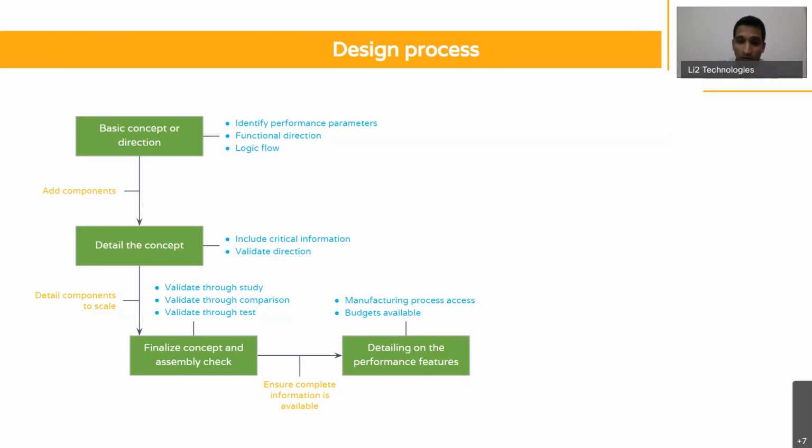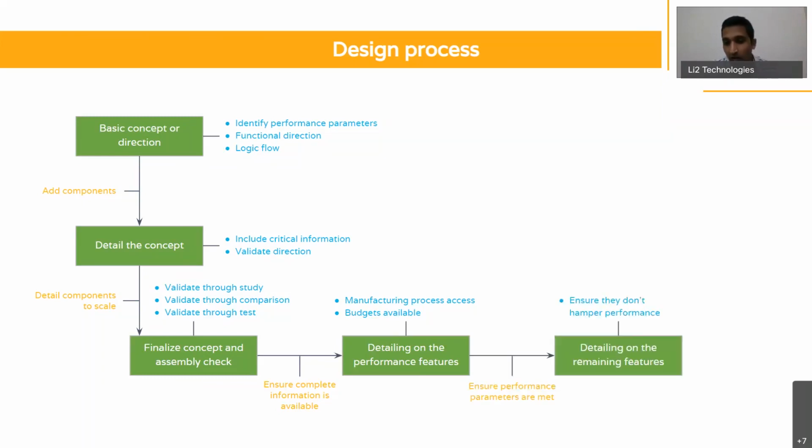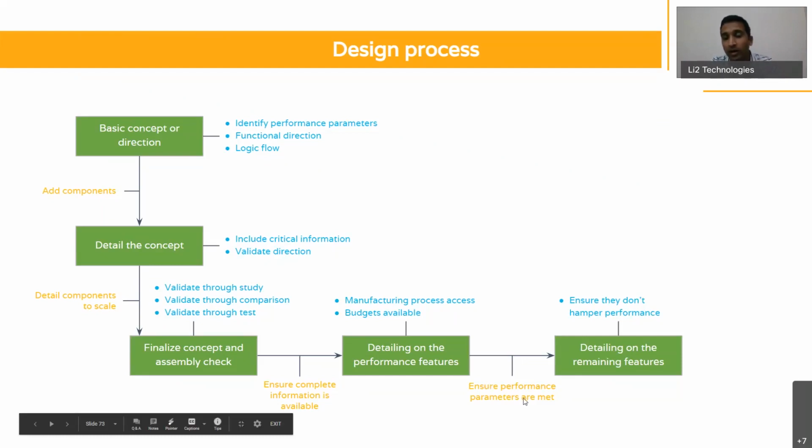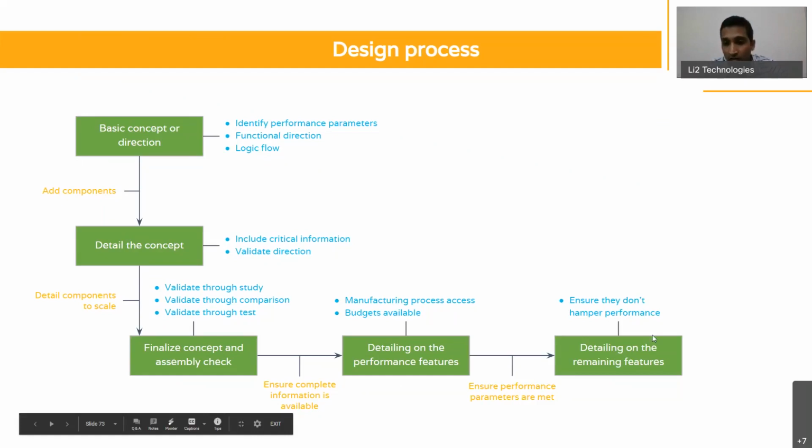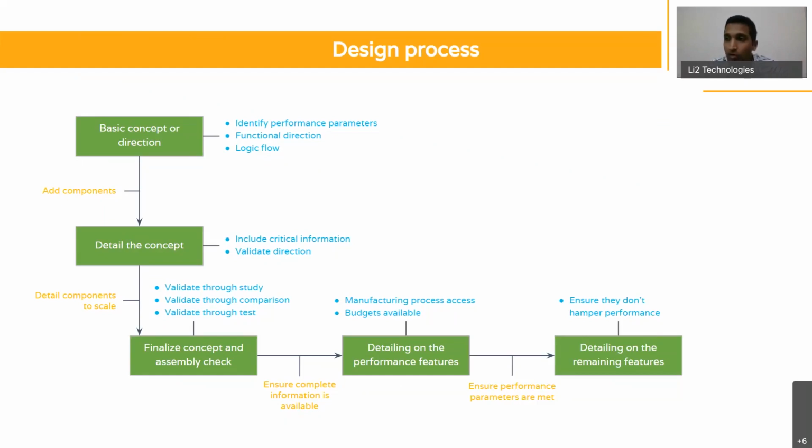So yes, once you finish detailing on the performance features, you start detailing on the remaining features. So there are features that, as I told, may not be critical for the performance. You start detailing that out. So before you detail the remaining features, make sure that your performance parameters are met. If you see the entire design process so far, by the time you've detailed on the performance parameters, you have to make sure that your performance is met. That's the direction. Then you start detailing the remaining features, and when you add the remaining features, you have to ensure that there is no performance that is hampered. Any portion of your actual critical design shouldn't be affected by you detailing out the new features.